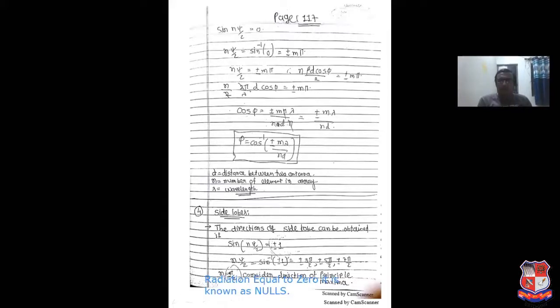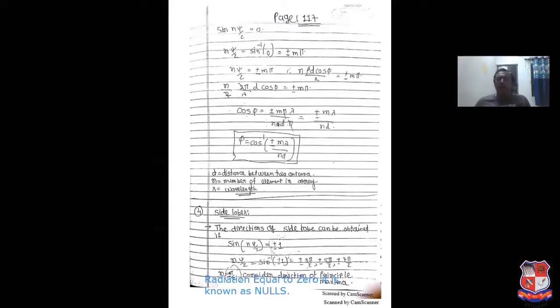So sine n psi by 2 equal to 0. Here we can say n psi by 2 equals sine inverse 0. Sine inverse 0 equals plus or minus m pi. So n psi by 2 equals plus or minus m pi. Psi equals beta d cos phi, so beta d cos phi divided by 2 is equal to plus or minus m pi.